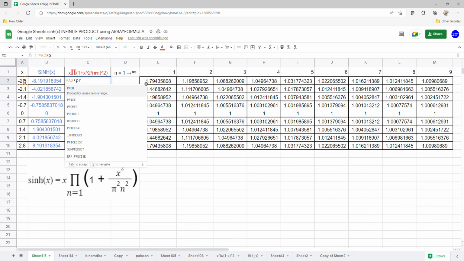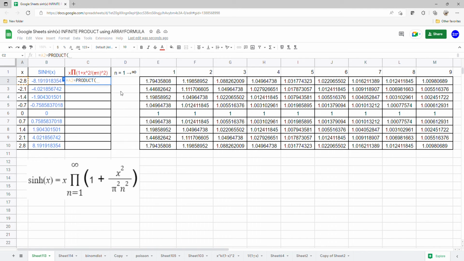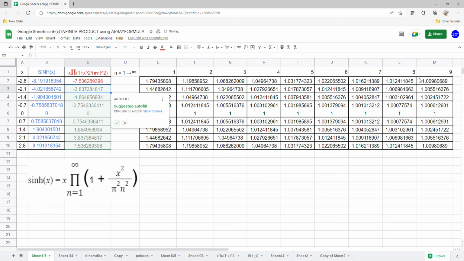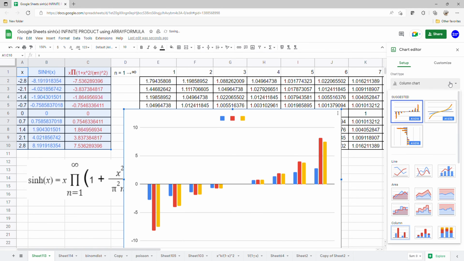Now we can calculate the infinite product, which is equal to x times the product of these values. Then enter. And we drag this downward. And we'll chart this. So insert chart. And we use scatter chart.